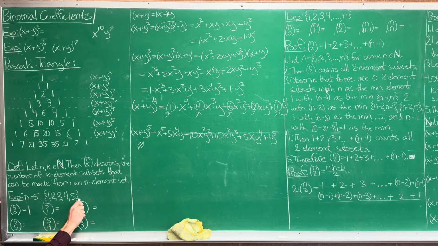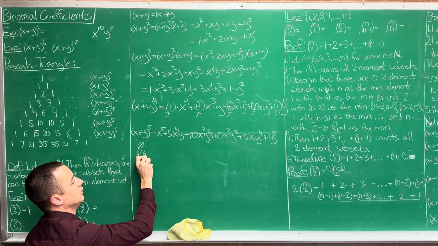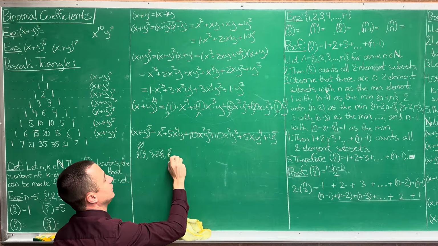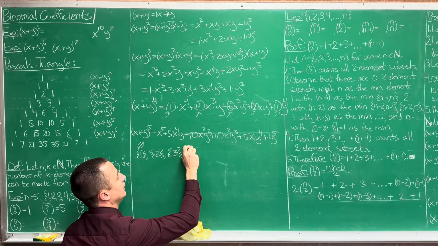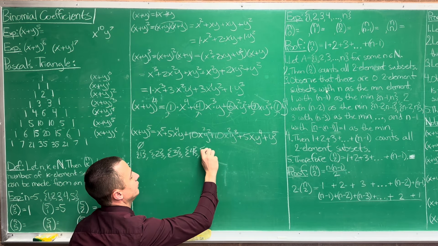How many 1 element subsets can I create from this list? 5. Perfect. And what are the 5? I can have the set just containing 1. I can have the set just containing 2. I can have the set just containing 3. I can have the set just containing 4. And I can have the set just containing 5.